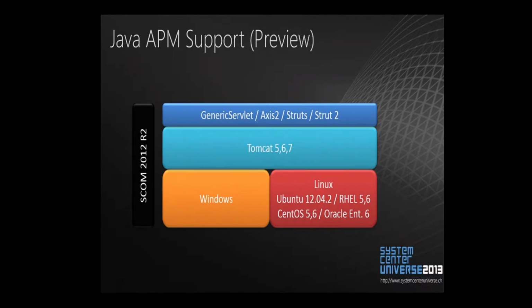So let's see which platforms are supported. We have Windows and Linux as operating systems. On the Linux side, you have Ubuntu, Red Hat, CentOS, and Oracle Enterprise Linux. I think there will be more support on those systems. And of course, on the Windows side, most versions are supported. On top of it, we have Tomcat versions 5, 6, and 7 as application server. And then there is technology support like generic servlets, Axis 2 web service, and Struts 2 web framework.